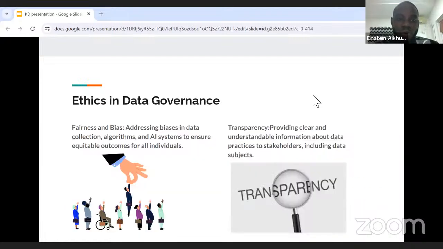Now, we move to ethics. Earlier on, I said ethics is the moral compass by which data governance is carried out. So there are various ethics in data governance. The first one is fairness and bias: addressing biases in data collection, algorithms, and AI systems to ensure equitable outcomes for all individuals.